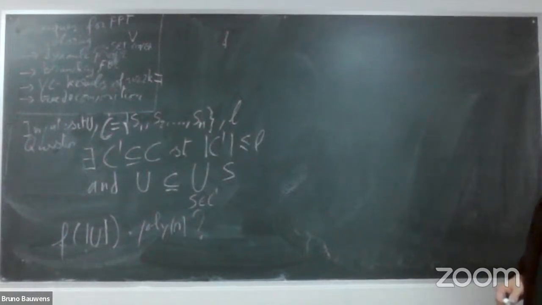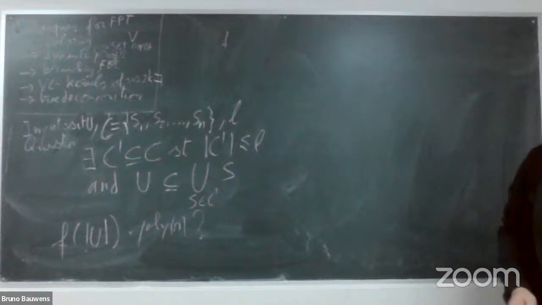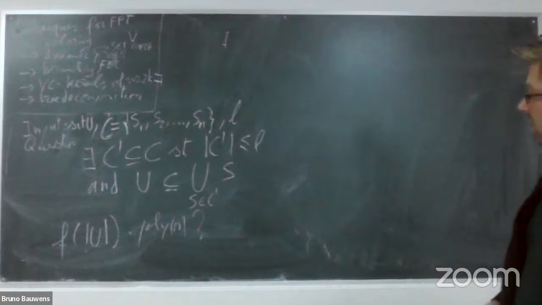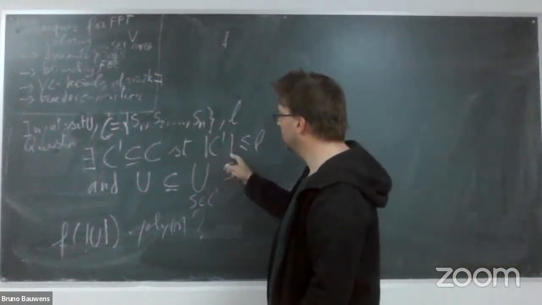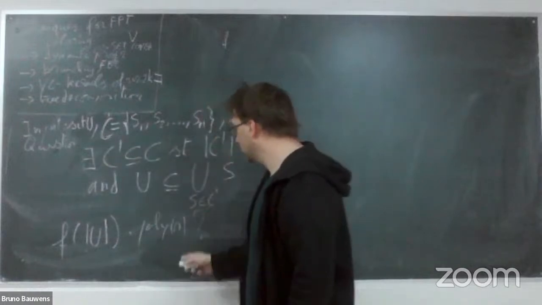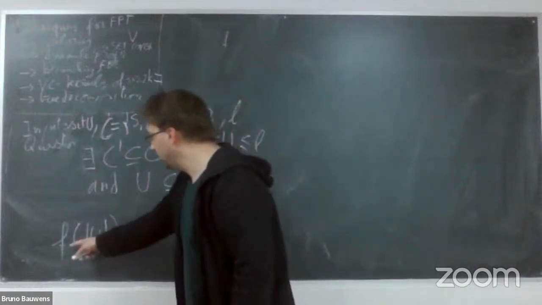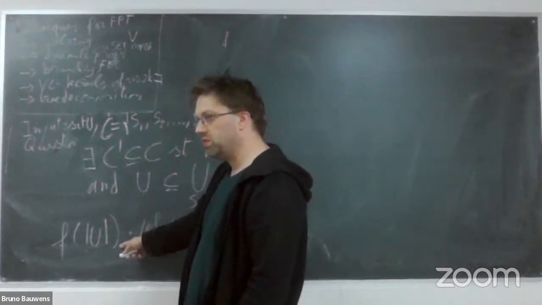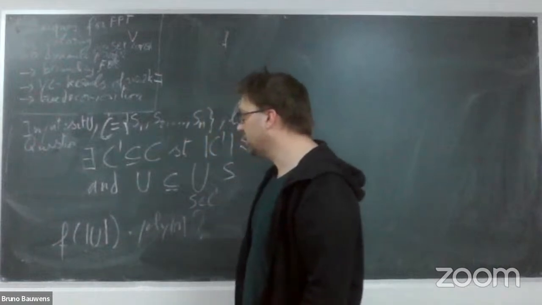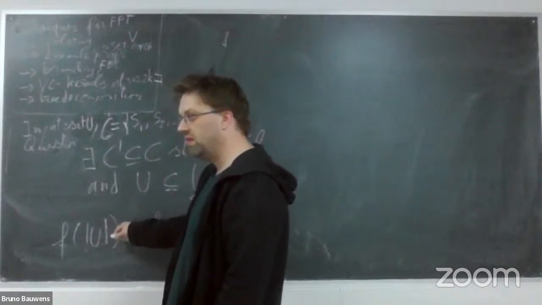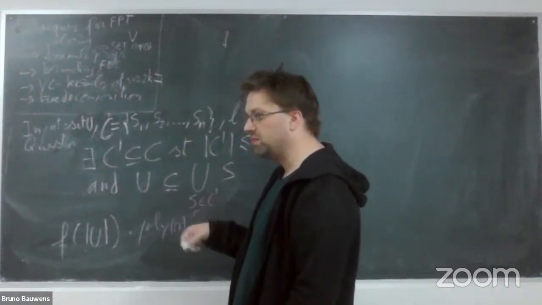So the asymptotics doesn't depend on the size of C, it can have polynomial dependence. But we can only be generous with U. So this suggests that we will have something that runs in time 2 to the power size of U. And so we will do something for all the subsets of U.